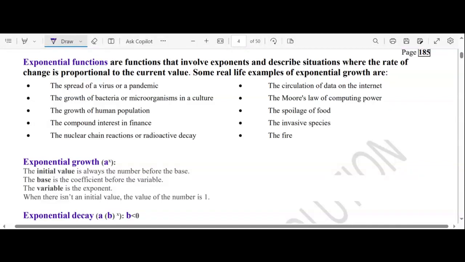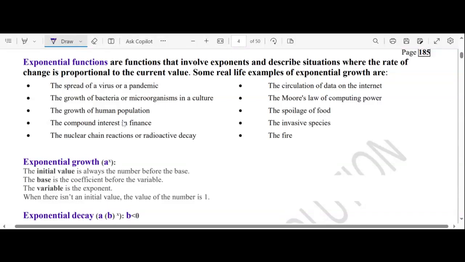What other things? The growth of bacteria. What is bacteria? Like, you know, the bread, right? If you leave the bread outside, it rots, and the spread of the bacteria goes very quickly, right? All right. What else? The growth of the human population.